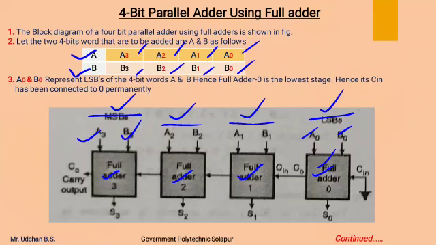Now here carry output of previous full adder is connected as a carry input to the next full adder, and the first carry input is connected to ground, as there will not be any carry during the initial addition of LSBs. So the carry input of first full adder is connected to ground by default.